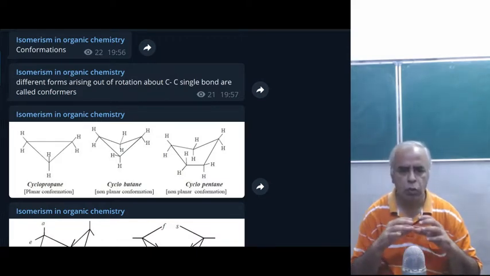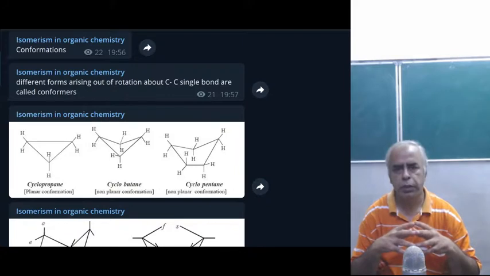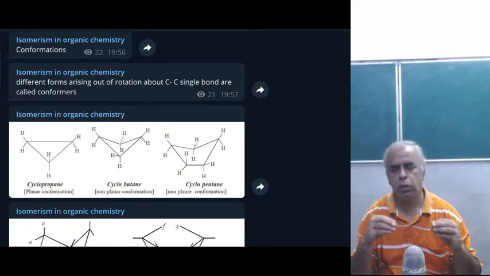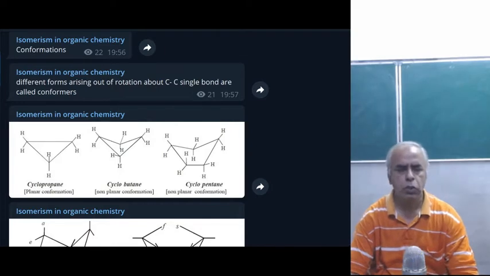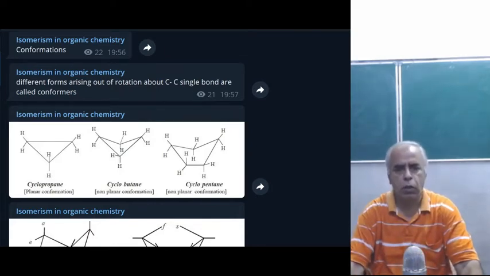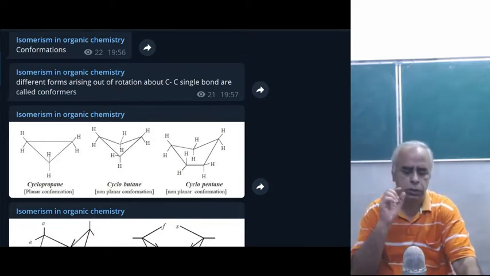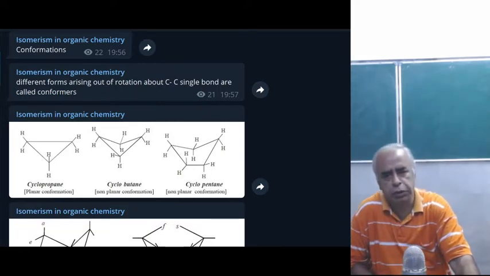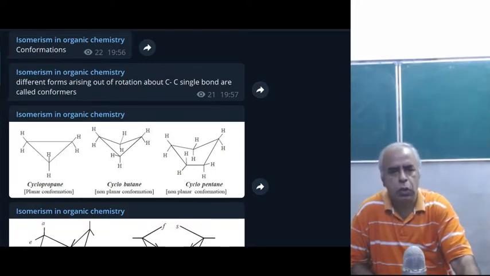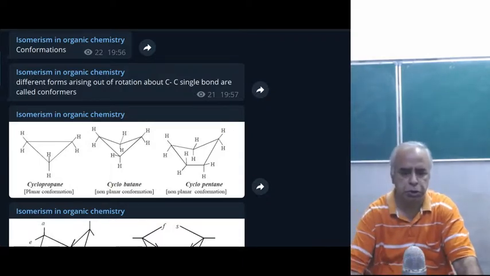Now we are going to discuss another type of isomerism, which arises because of carbon-carbon single bond rotation. Different forms arise out of this carbon-carbon single bond rotation. These are called conformers, and this phenomenon is known as conformation.